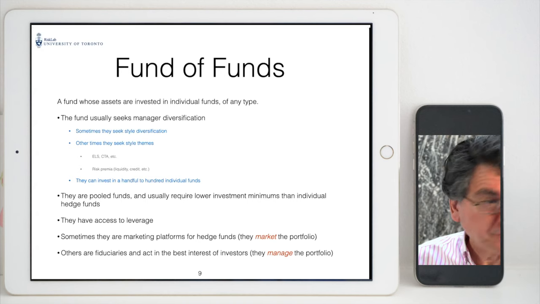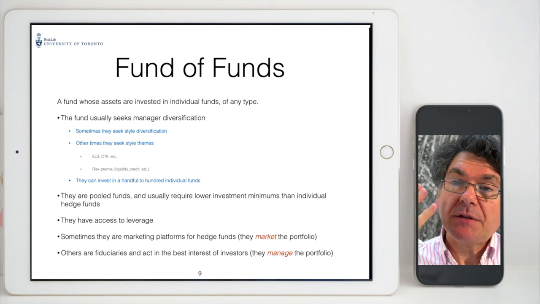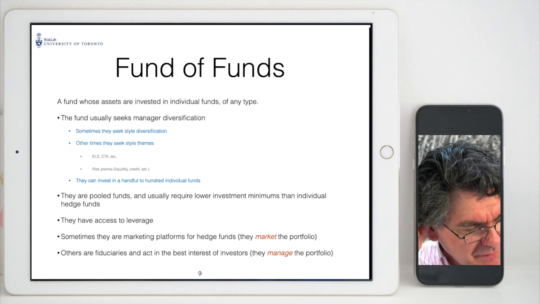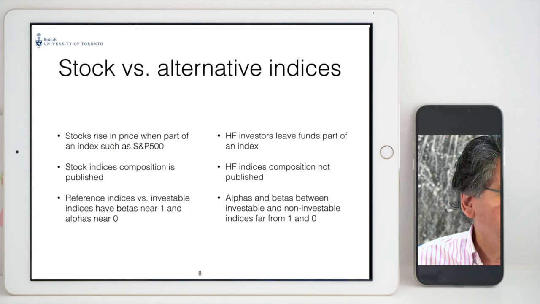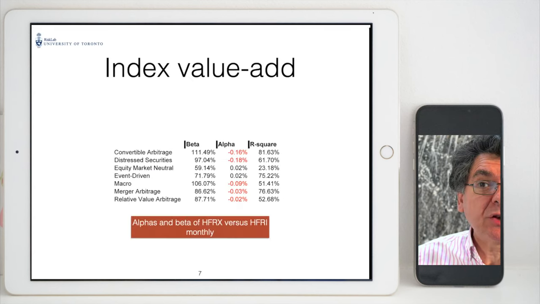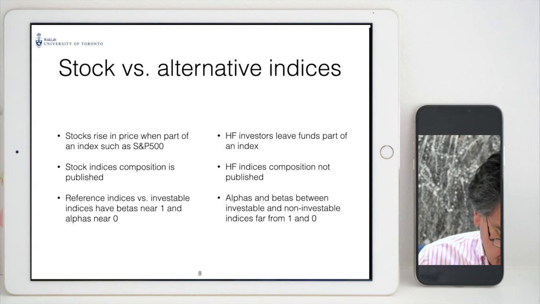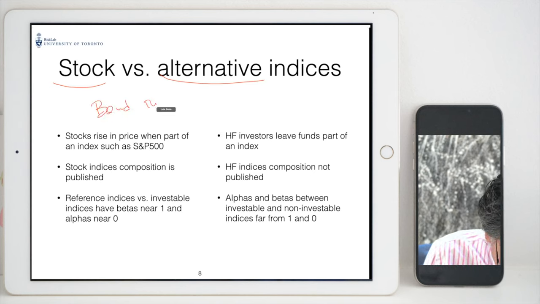Okay, so we have seen in the first hour one of the big investment styles, which is indices. Let me move back. We have seen indices, and there are basically two types of indices that we have seen: stock indices and alternative indices. There are more. There are bond indices that describe bonds. These are typically very simple. And then you have others.